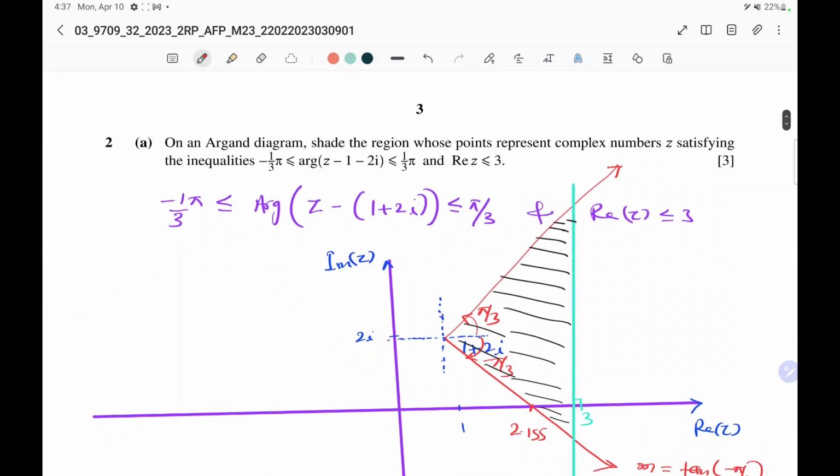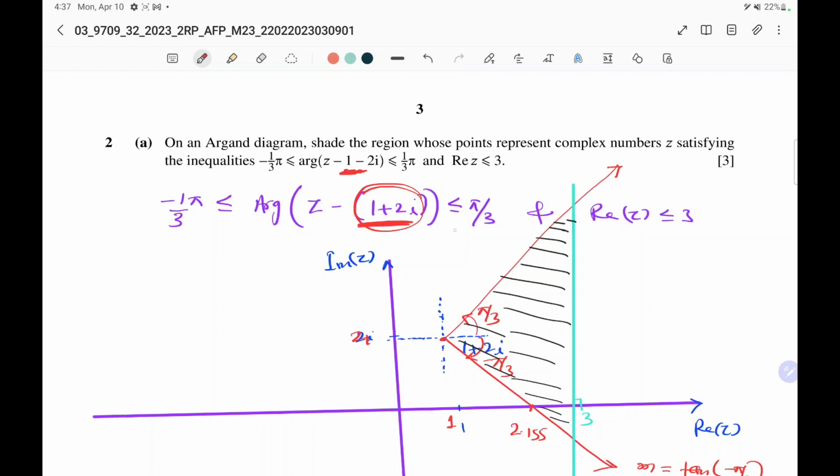Now the next question says: on an Argand diagram, shade the region whose points represent complex numbers z satisfying the inequalities: the argument of (z minus 1 minus 2i) is greater than minus pi over 3 and smaller than pi over 3. First, we write z minus some complex number, so take minus common: z minus (1 plus 2i). First we have to figure out the point 1 plus 2i. This is 1 and this is 2i, so this point is 1 plus 2i.